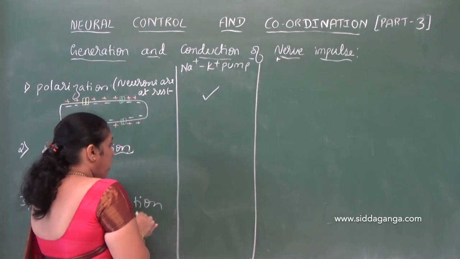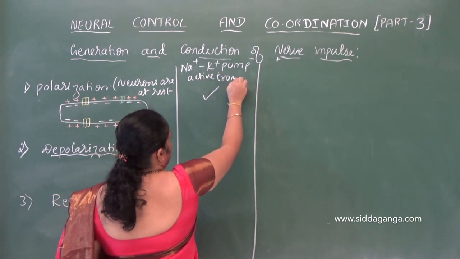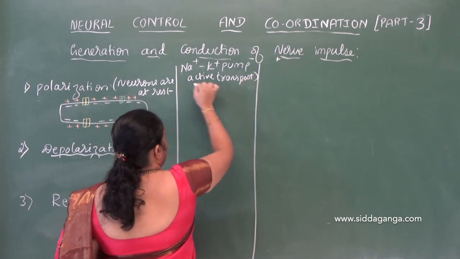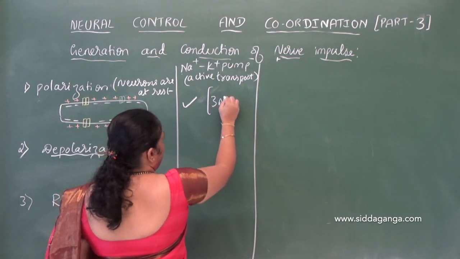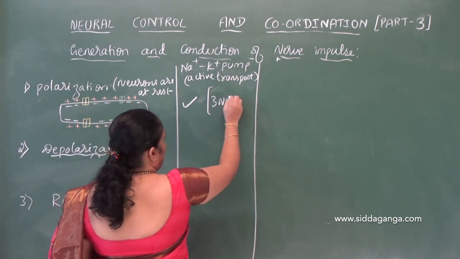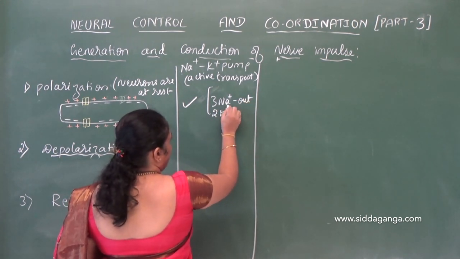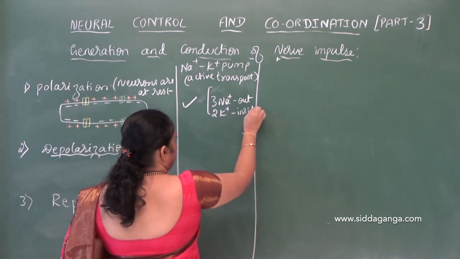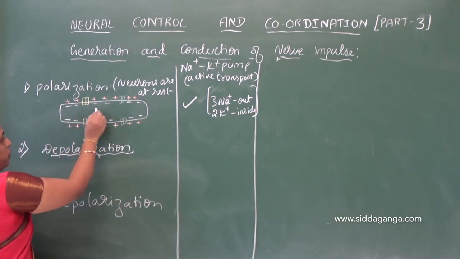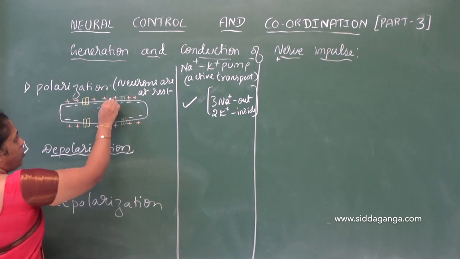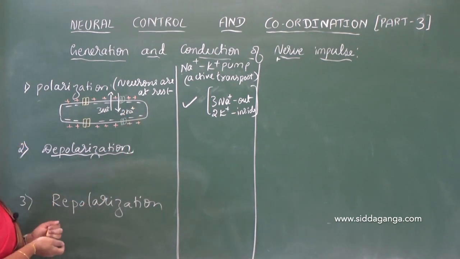It is an active transport. So what happens here is that 3 sodium ions will move outside and 2 potassium ions will move inside the exoplasm. 3 sodium ions will move outside, 2 potassium ions will come inside.